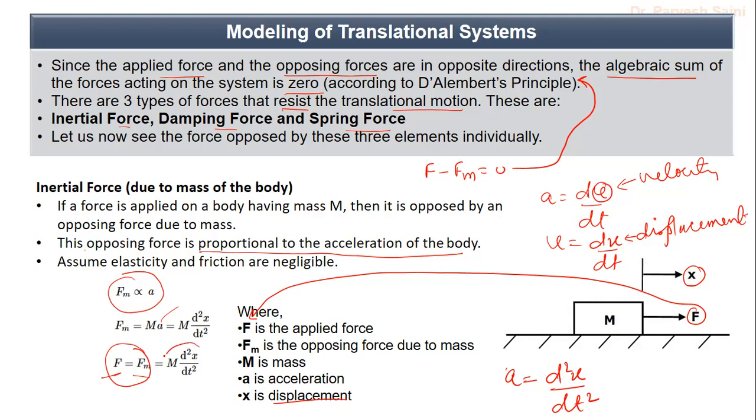So when we have a mechanical system of mass m moving on a straight line, when some force is applied, we can say that that force is equal to m times the second derivative of the displacement with respect to time, right? So this is one equation. We can use this equation further when we derive the transfer function of the given system.